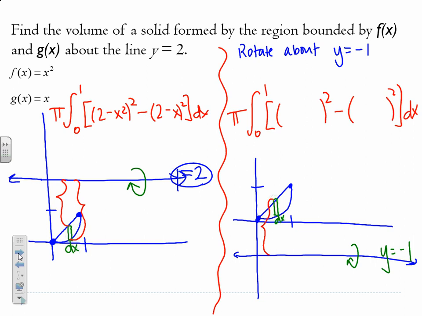So we would write x, that's our function, minus -1. And then the only thing that's left, our inner radius, would be the bottom of the rectangle to the axis of rotation. Keeping in mind the top minus bottom, we are going to have x squared minus -1. Questions about the difference between those two?